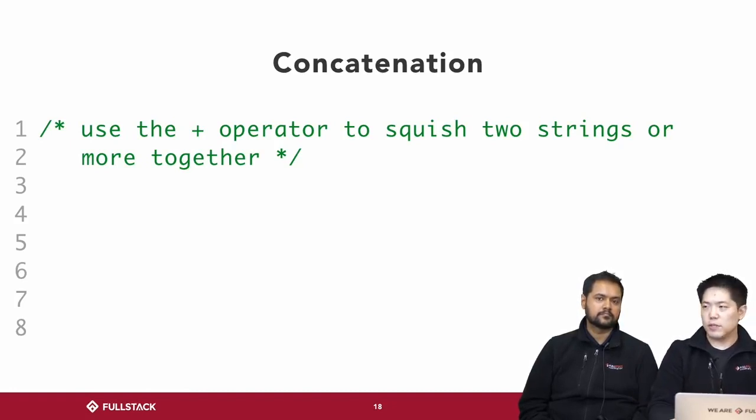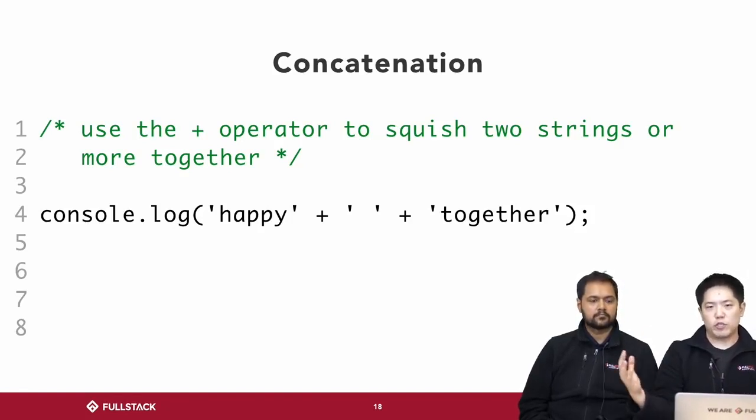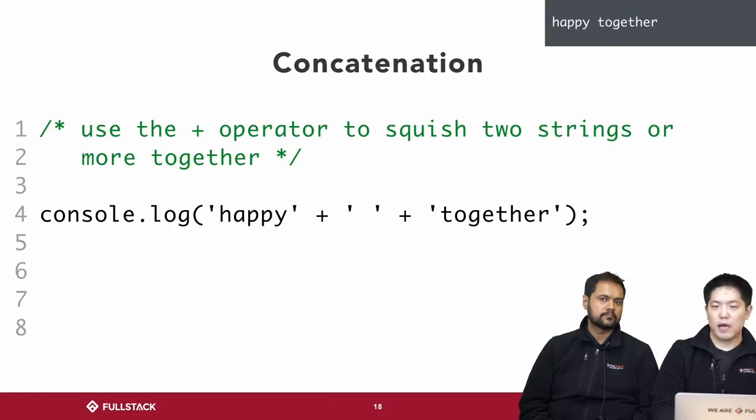So here in JavaScript, it uses the plus operator to represent this too. Here we have happy plus a string with a single space plus the string together. This plus sign takes a string on the left, a string on the right, and it returns a new string. So the way we can read this is, we take this string and return a new string, and that string is going to be happy with a space at the end, and then add it to together, and we'll get something like happy together.